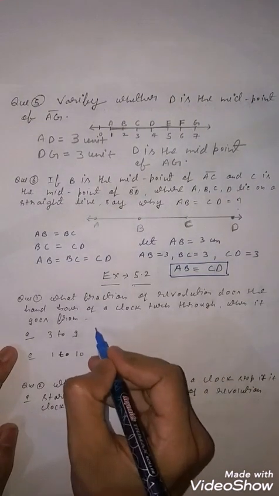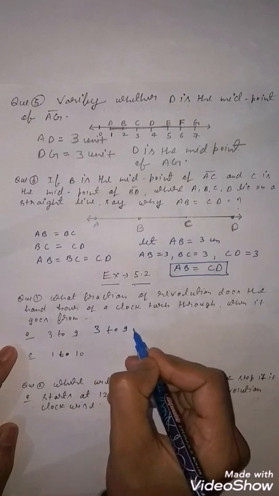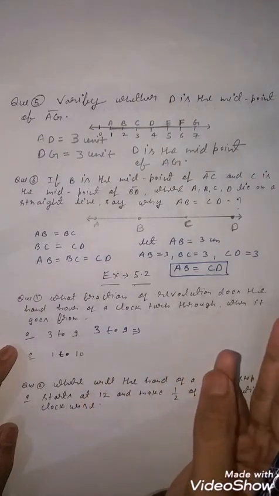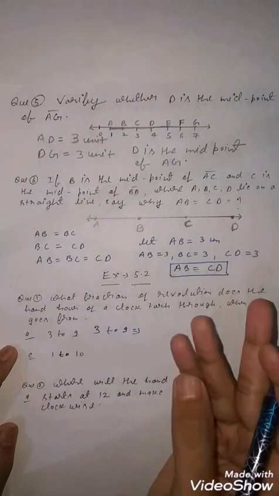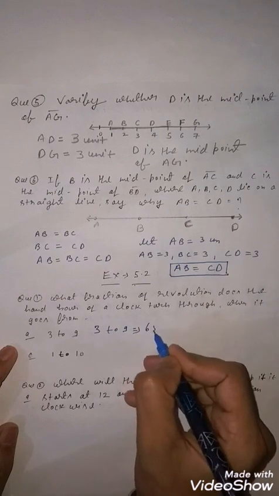3 to 9 means 3 to 9. What is the meaning of this, student? It means you will go how many steps? Count 3, after 3: 4, 5, 6, 7, 8, 9. Total steps are 6.